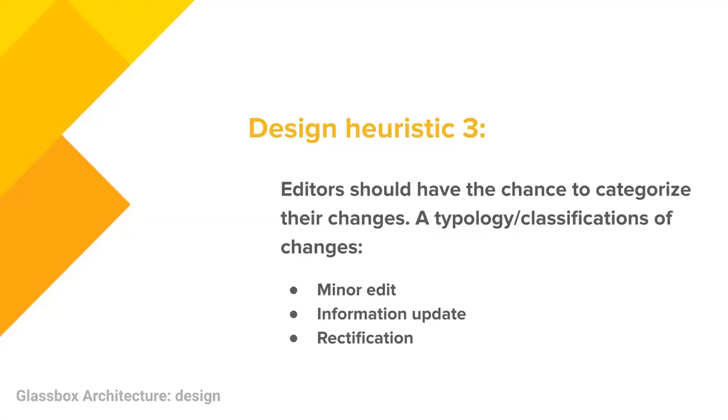to categorize their changes. We are proposing a small typology classification of changes, such as minor edit, information update, and rectification. There are other use cases, but those respond more to media manipulation, and we think that journalists or people at the newsrooms won't be very eager to declare those changes. But these other three respond actually to newsroom dynamics that are occurring right now. And the next one, please.